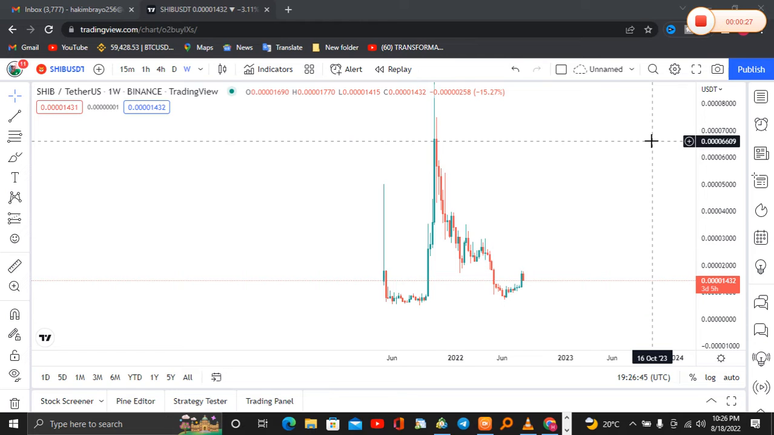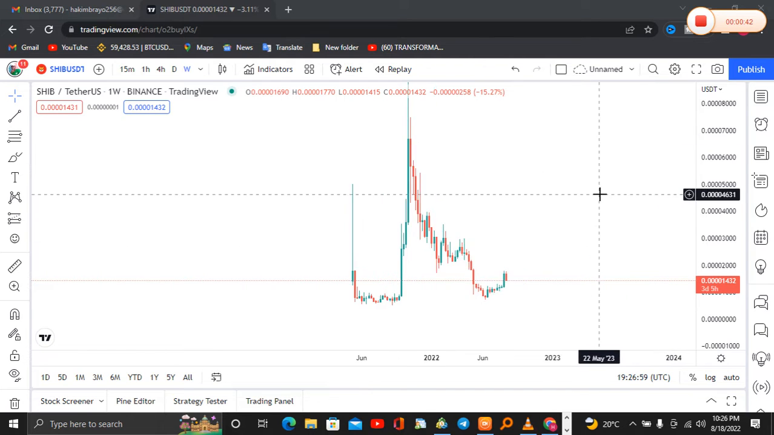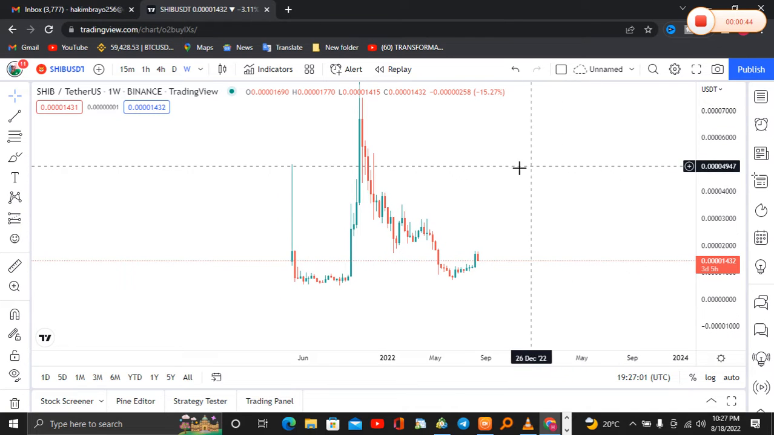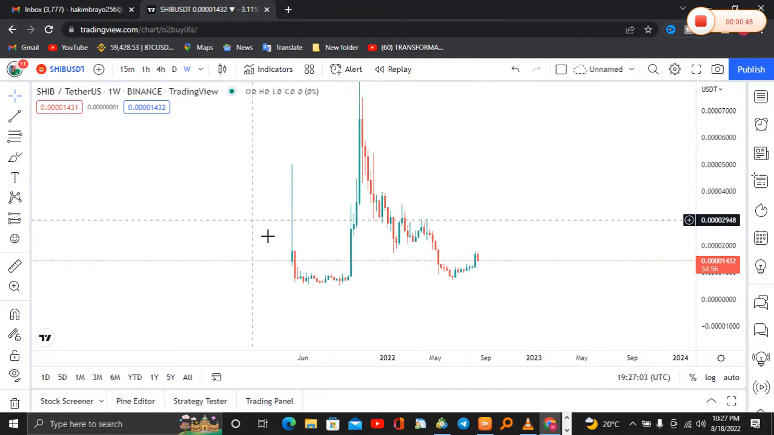Now without wasting time, I've already opened my chart, so Shiba Inu. I'm going to start analyzing it from the higher time frame down to the lower time frame to see exactly where Shiba Inu is heading. Now at the moment I'm in my higher time frame, which is a weekly time frame.